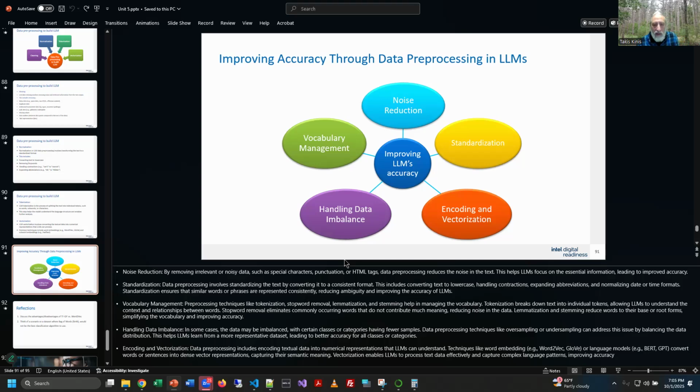standardizing the text by converting it into a consistent format: lowercase, contractions, abbreviations, date or time formats, for example. Vocabulary management: tokenization, stop word removal, lemmatization, stemming, etc. Handling data imbalance. Within certain categories, having fewer examples, oversampling and undersampling can address the issue by balancing the data distribution.